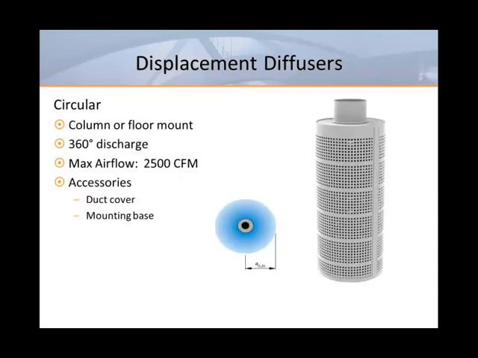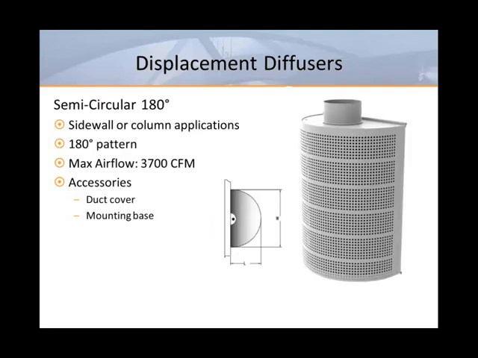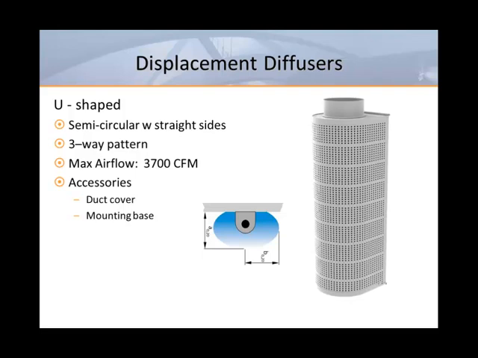I've always liked the look of this one. It provides a 360-degree circular air pattern and is most often used to create air columns in large open spaces. This model is similar to the last one, but it provides a 180-degree air pattern. There are many creative ways to integrate a unit like this into a column or the end of a wall. And here's another variation on that theme with deeper sides to create a three-way air pattern.